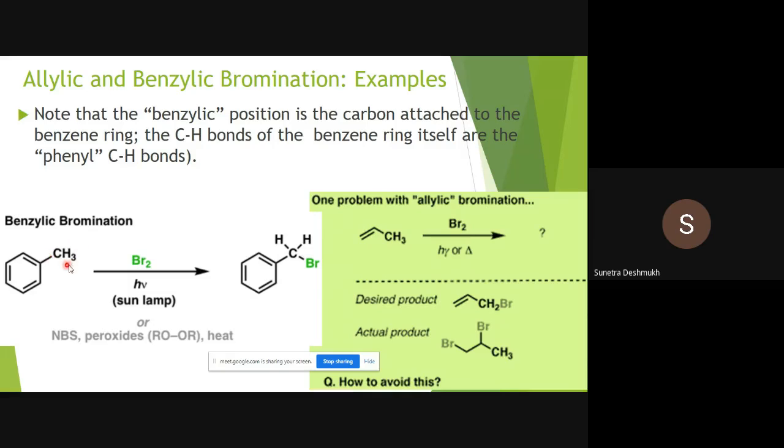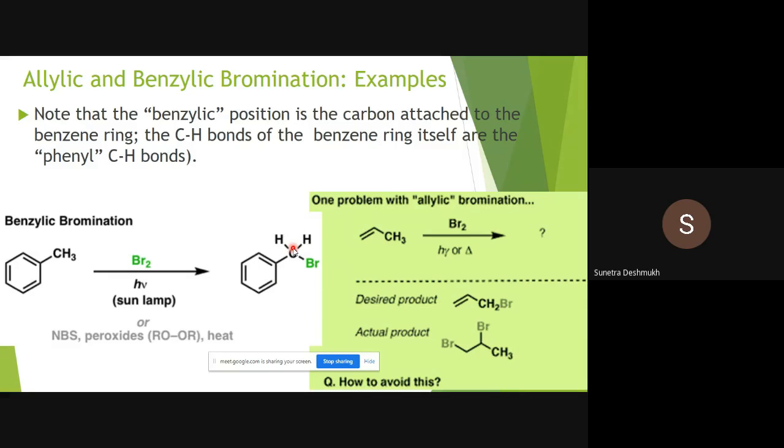So we want to brominate this methyl group. If we treat this with Br2, you can get this product only, because this is the only product. The remaining CH hydrogens on the benzene ring are very difficult to break at these reaction conditions. So very selectively you will get only one product.